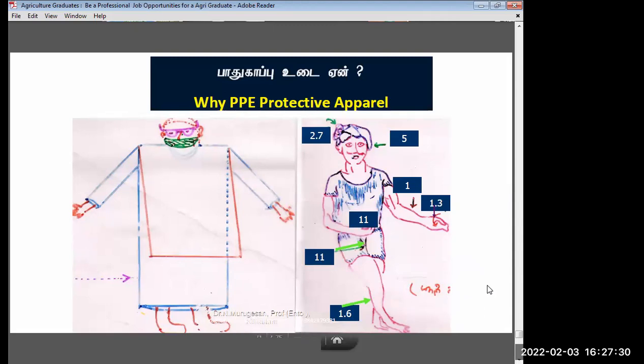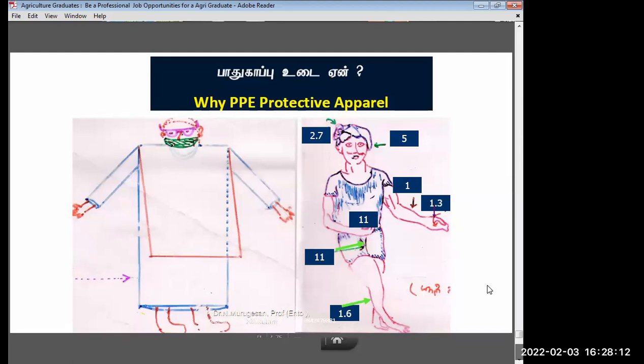Then, how to avoid the pesticide toxicity to the sprayer man, the man who is doing the application? He has found a simple method. In foreign countries, you have a plastic dress over your body and you cover your mouth with plastic. Already our area is hotter, our body will be burned. Then he developed a simple technology. What is that? We must have a dress which can cover our body, ordinary cotton cloth, like this pant, shirt, full sleeve shirt, dry cap, etc.